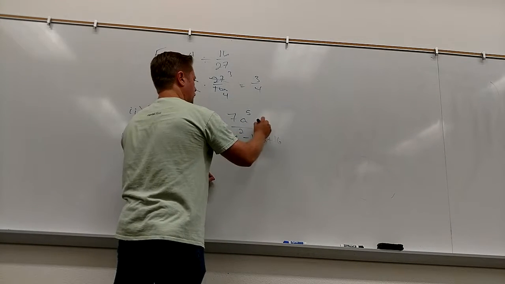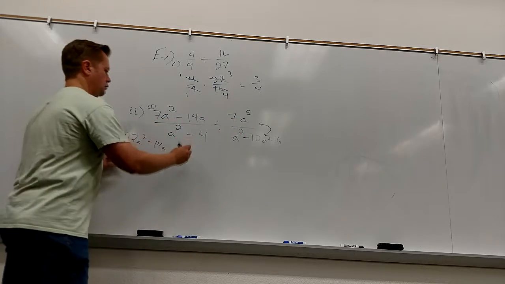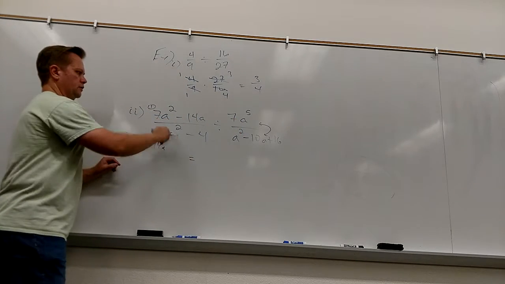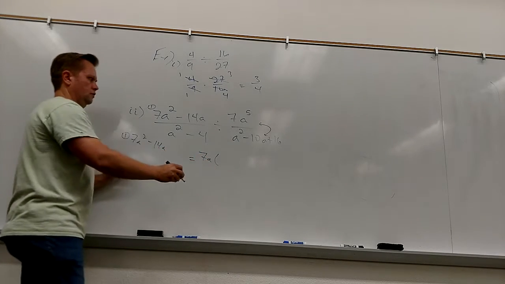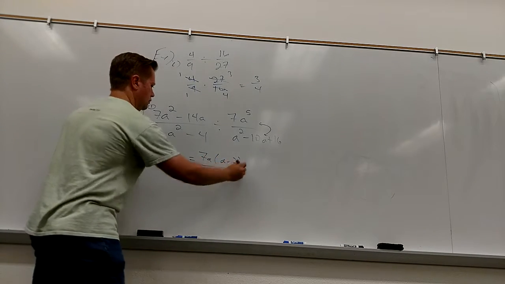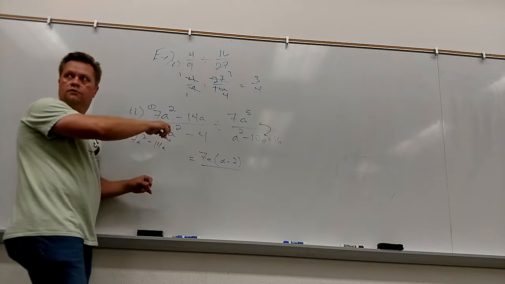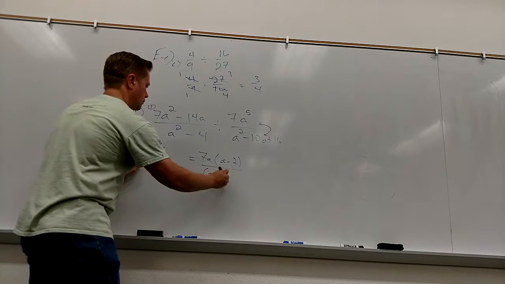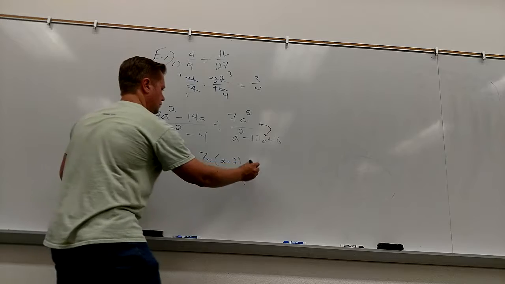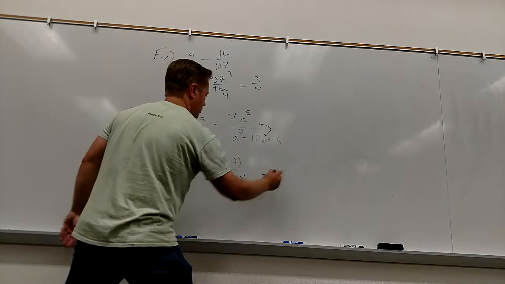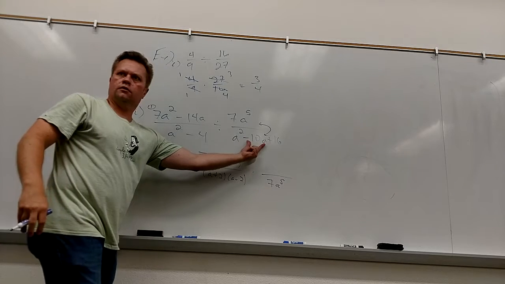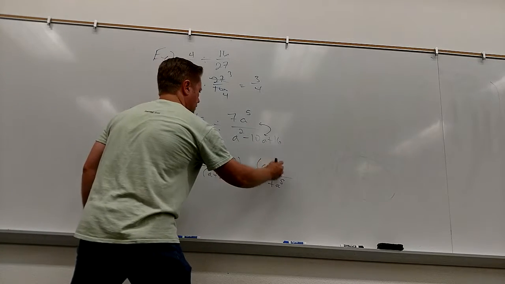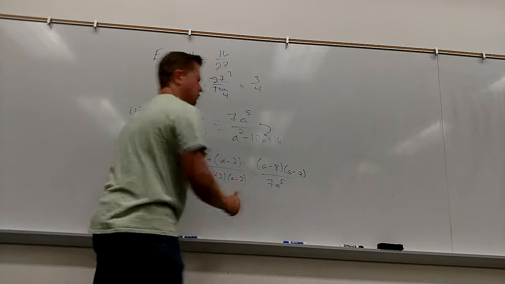You would flip this over, and then you would factor. So how do you factor the top here? 7A. Good. 7A comes out, A minus 2. The bottom, of course, A plus 2, A minus 2. Times, so on the bottom here would now be 7A to the 5th. And how do you factor the bottom here? A minus 2. I like it.